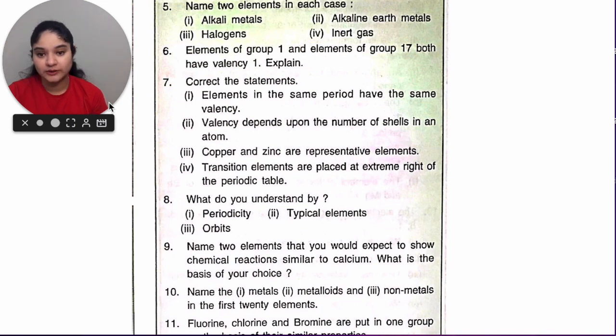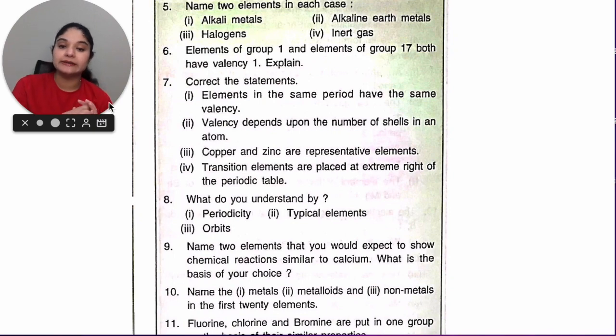The first is, what do you understand by periodicity? The properties that reappear at regular intervals or in which there is a gradual variation at regular intervals are called periodic properties, and this particular phenomenon is known as periodicity.